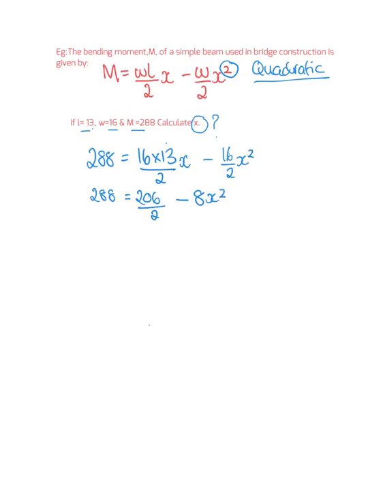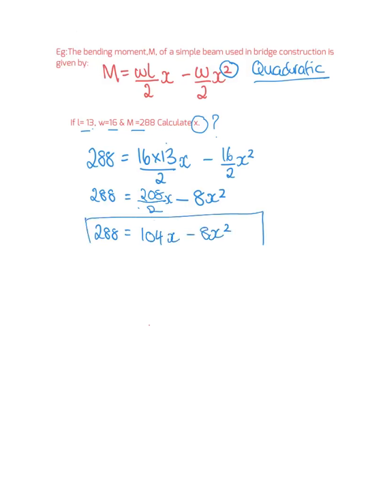I can simplify further. Whoops, I've forgotten the x there, I put it back. Okay, so actually 16 times 13 is actually 208. Sorry, I'll fix that up for you. Let's start again for that bit. So 16 times 13 is 208 over 2x. So that ends up being 104x, and we've got the 8x squared over here.